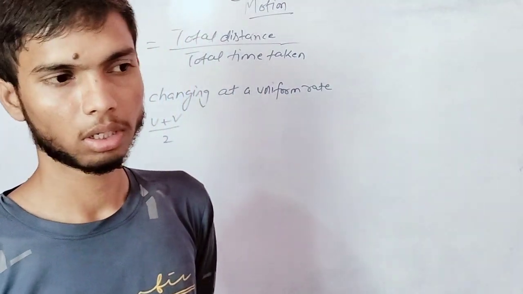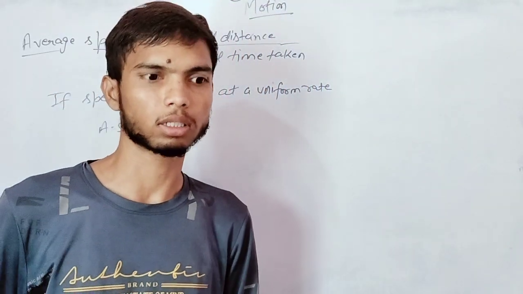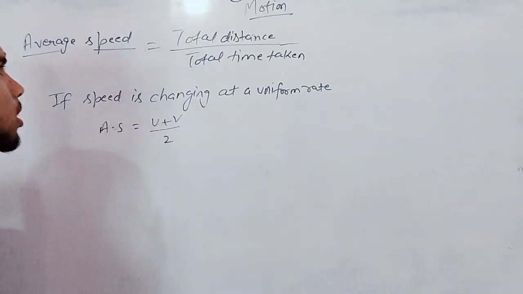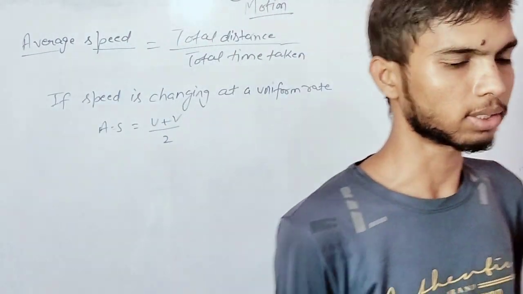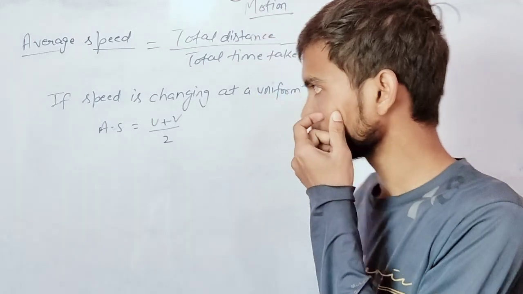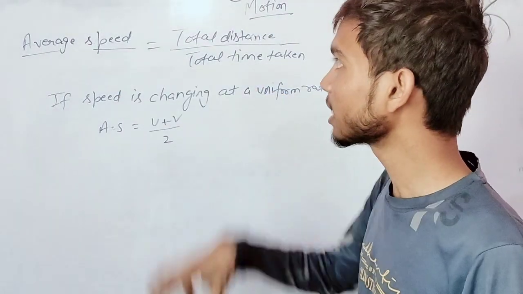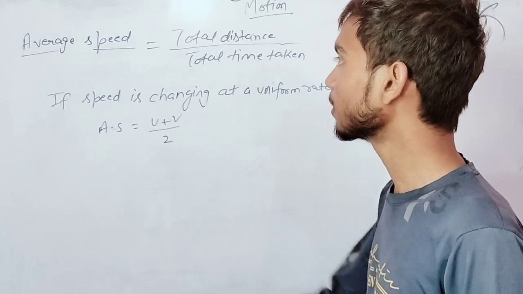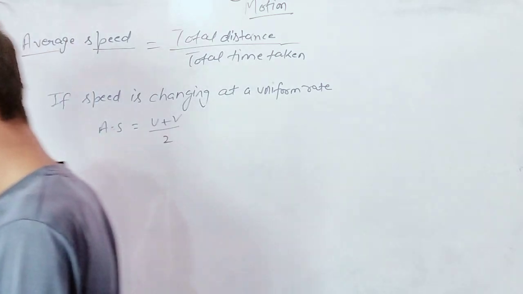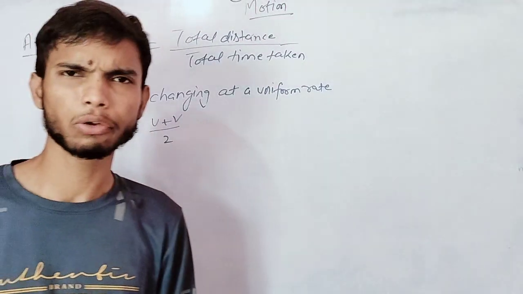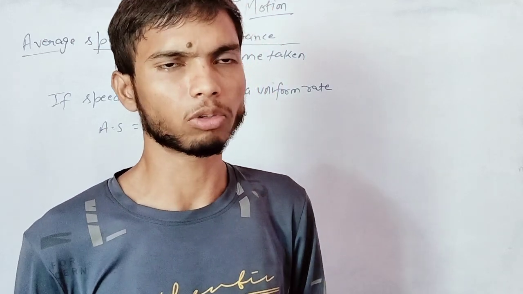upon total time taken. It was also for speed, I think. Yes, also total time taken. What is the change? Here we are saying average speed. It means the speed is changing. If the speed is changing, it will be non-uniform motion.